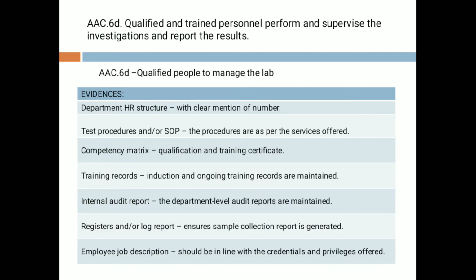Objective element AAC.6d speaks about the qualified people to manage the lab. Evidences: department HR structure with clear mention of numbers. Test procedures and SOP. The procedures are as per the services offered. Competency matrix, qualification and training certificates. Training records, induction and ongoing training records are maintained.